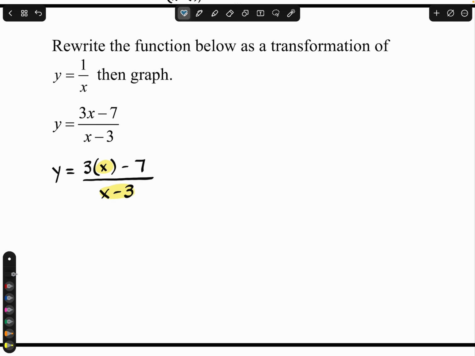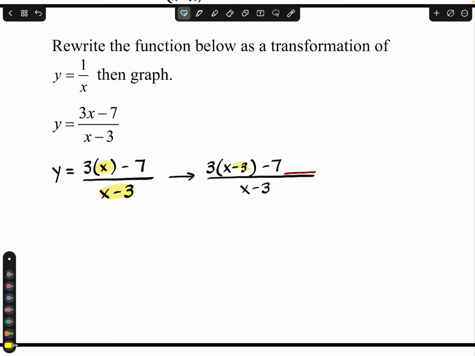So as we insert that minus 3 in there, I've got 3 times the quantity of x minus 3. We have that minus 7, but what do we have to do over here to keep it balanced? That's the question, right? We still have this x minus 3 on the bottom as well.